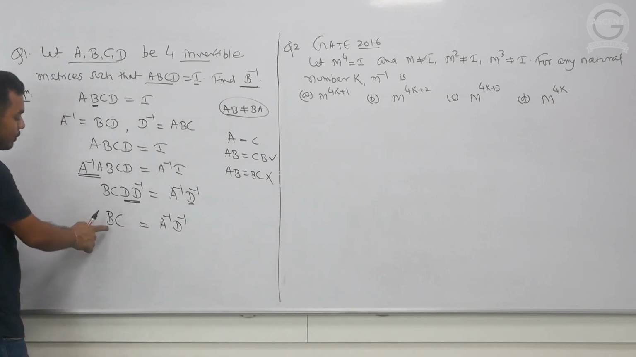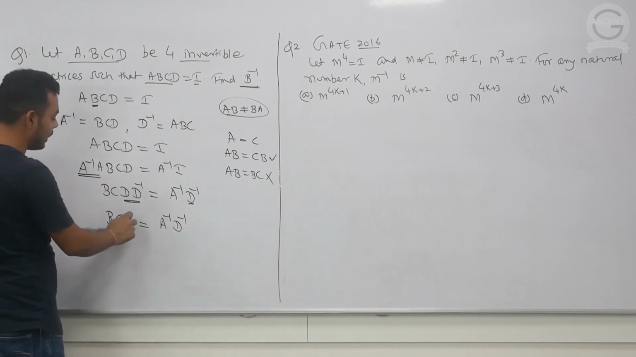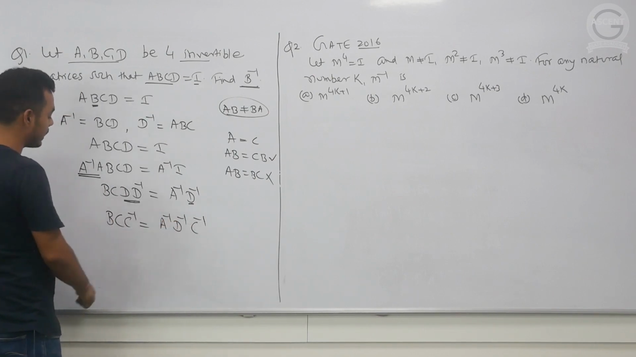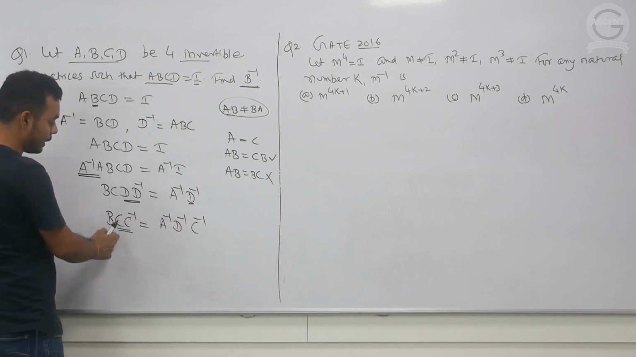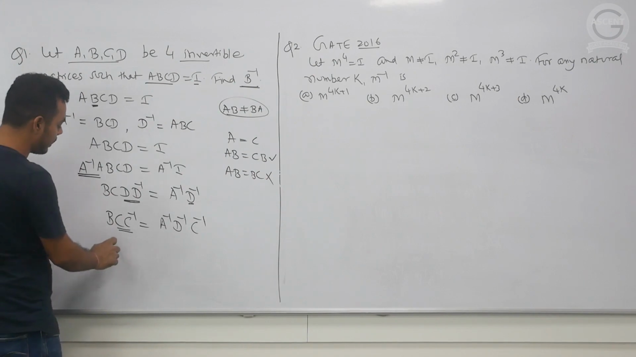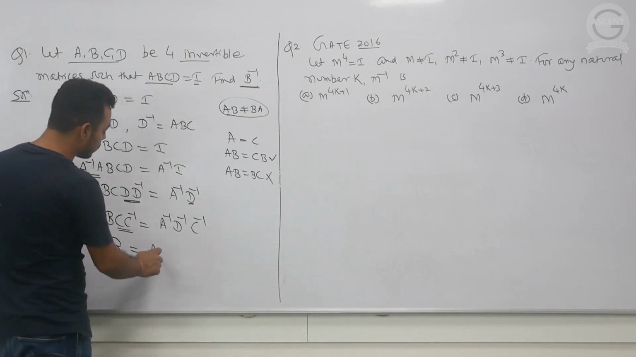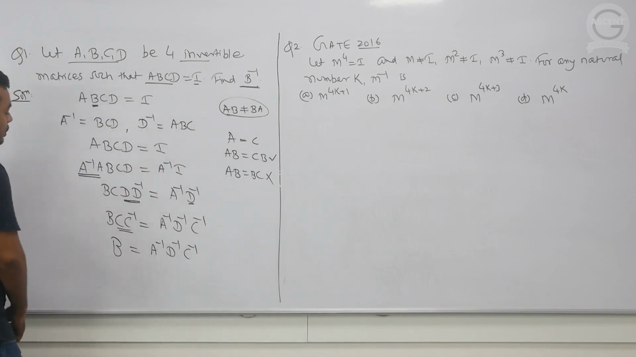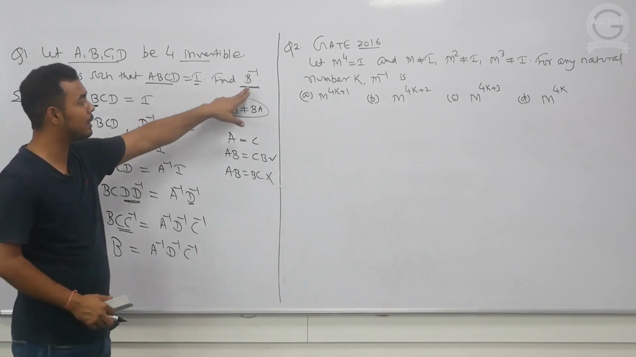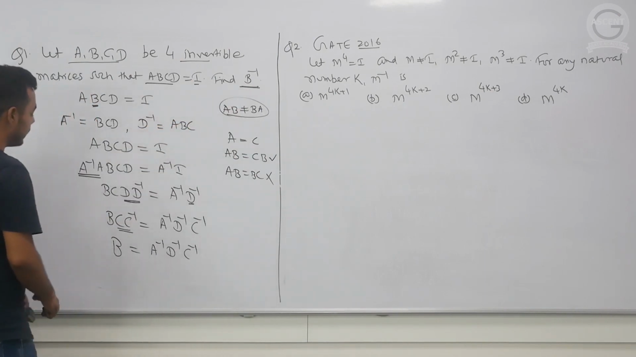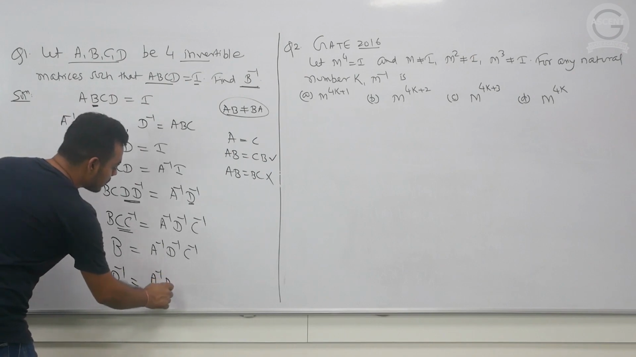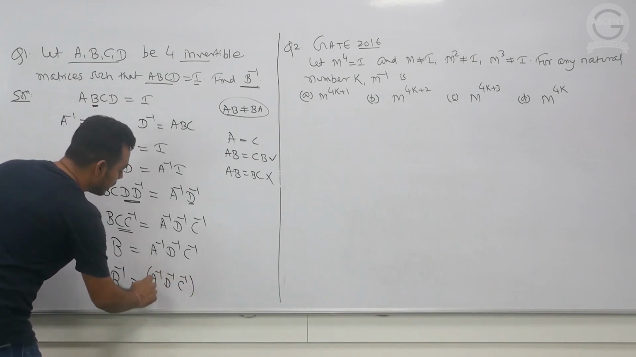Now again, since we have to separate B, we are going to multiply by C inverse on both sides, and again this is post multiplication. Now B into C into C inverse will be identity matrix, so you have B equals A inverse D inverse C inverse. So this relation we have obtained. Now the question was we had to find the inverse of this matrix B. So this means inverse of B will be the inverse of A inverse D inverse C inverse.